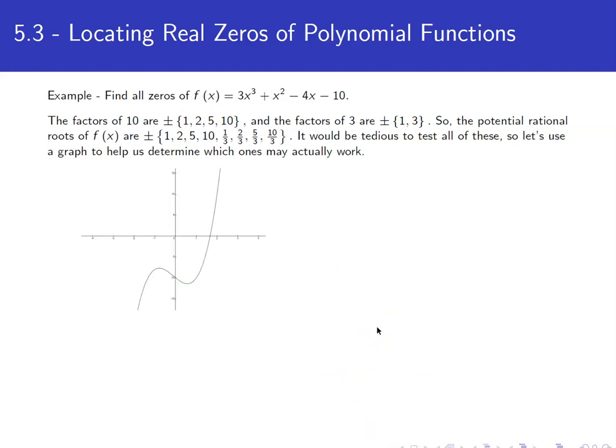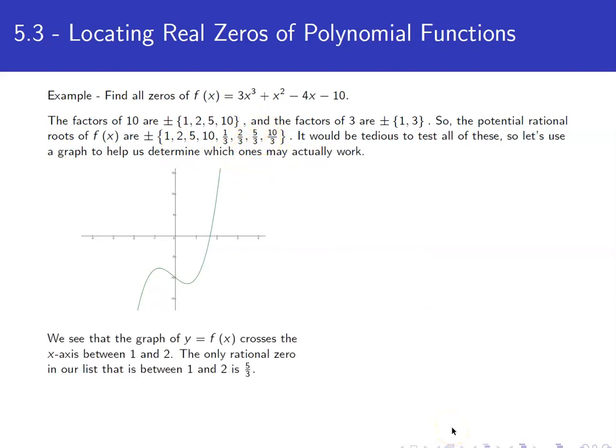Okay, so here is a graph from a graphing utility of what this function looks like. I see that the function crosses the x-axis somewhere between 1 and 2. Well, if I look at my list of numbers, there's only one number that's between 1 and 2, and that's 5/3. So our guess would be that 5/3 is a root, but we need to check. The way we'll check is, of course, to use synthetic division.